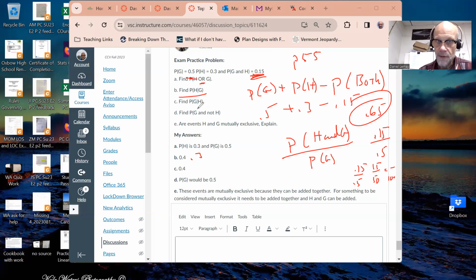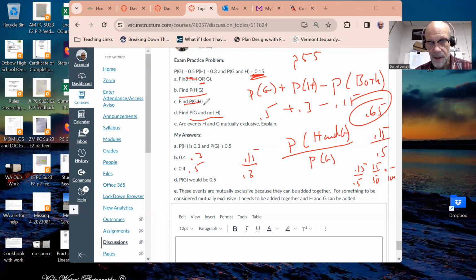Now you're reversing it for the other way. For C, we're going to say that the denominator is going to be the probability of H happening. So it's going to be 0.15 over 0.3. 15 over 30 is 0.5. Okay. And now find the probability of G and not H.